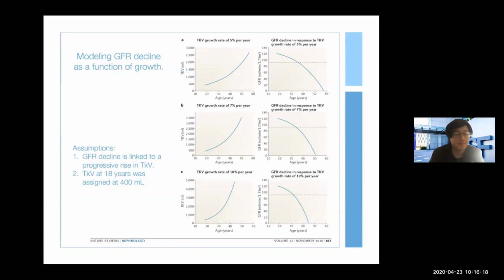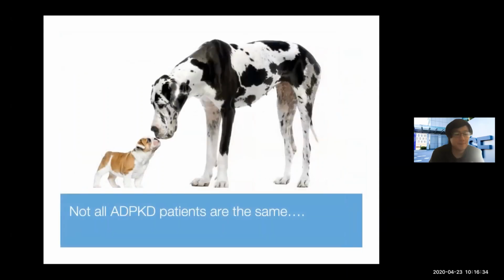But even going up a little bit in growth rate to 7% or 10% shows a dramatic effect on the timing of progression to end-stage renal disease. So if your growth rate is 10% per year, then you'll be going on to dialysis in your mid-40s. So the take-home message is really that not all these polycystic kidney disease patients are the same, and each one has to be individualized.